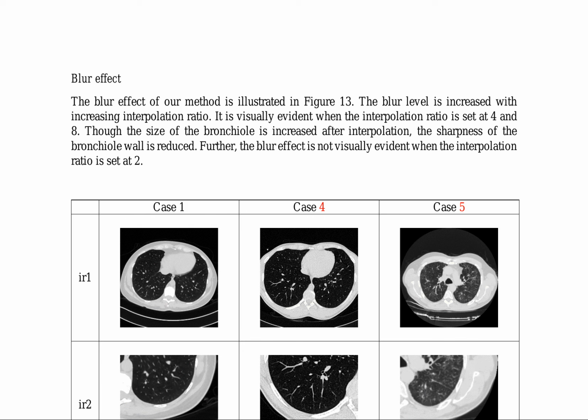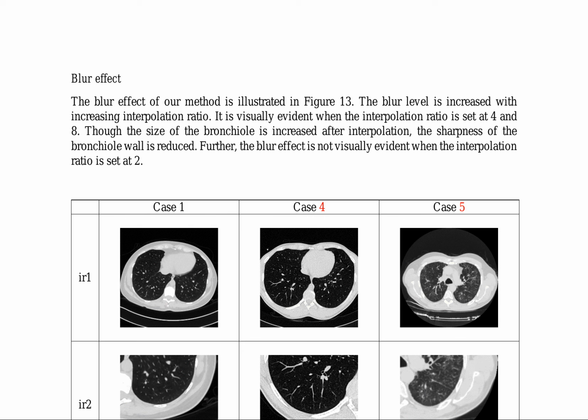on blur level. The analysis reveals that the blur effect intensifies as the interpolation ratio increases, with notable degradation in sharpness observed at ratios of 4 and 8. Specifically, bronchiole size increases post-interpolation, but wall sharpness is compromised.